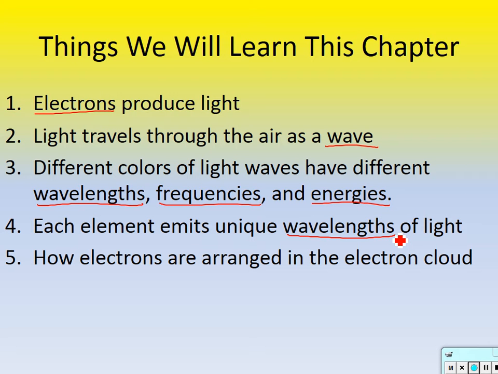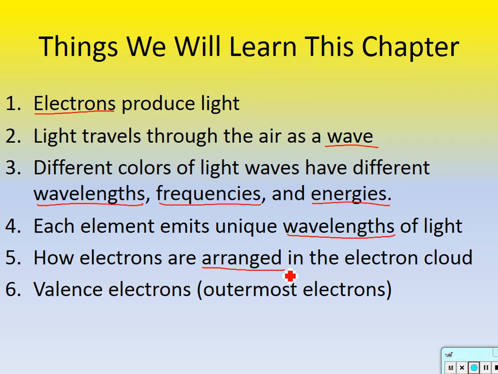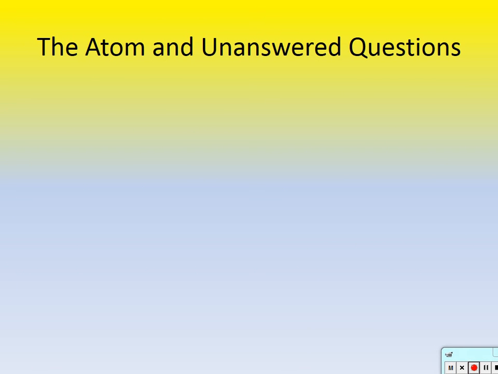We'll talk about how electrons are arranged in the electron cloud. It's a little bit complicated, but we'll talk about how they are arranged. It's called electron configuration. And we'll kind of end the chapter talking about these electrons, the valence electrons. These are the most important electrons in chemistry. The valence electrons are the outermost, this outer shell of electrons. We call them valence electrons. Okay, so we've got a lot to learn. So let's start.